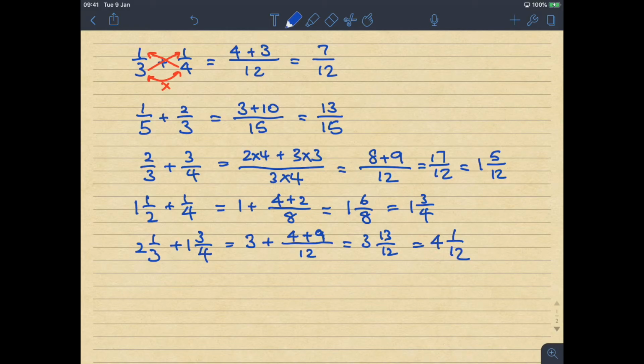Alright, hope that makes sense. Subtraction works the same.